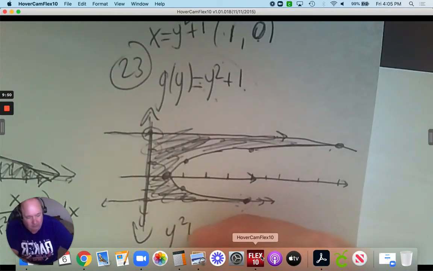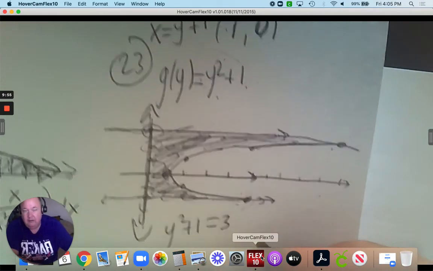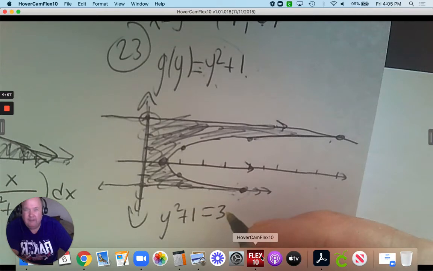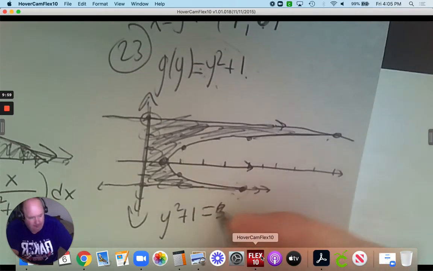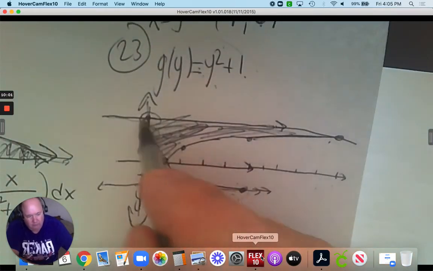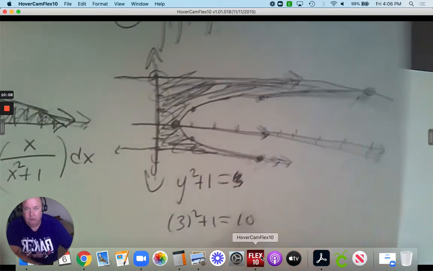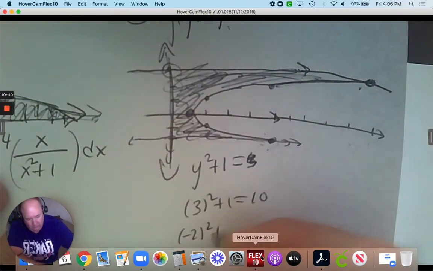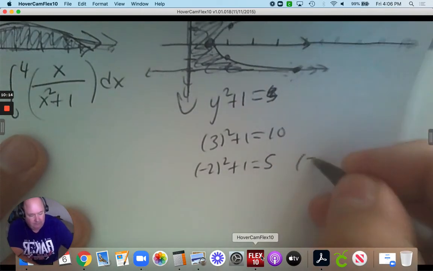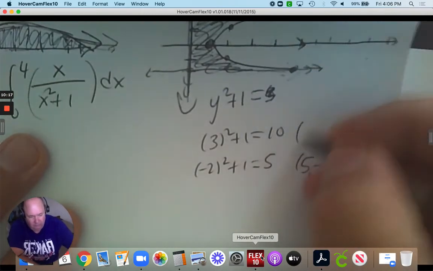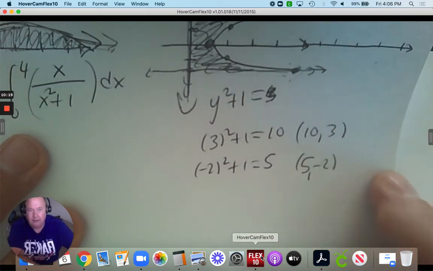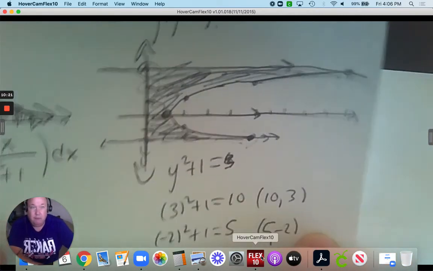We could have taken y squared plus 1 and made it equal to 3. No, that's the x value, right? So here is y equals 3. Right, I could have just plugged in 3 and found the x value. And I could have plugged in -2 and found the x value. That leads to the point 5, -2. This leads to the point 10, 3. That's what I have on the graph. Those are my points of intersection.